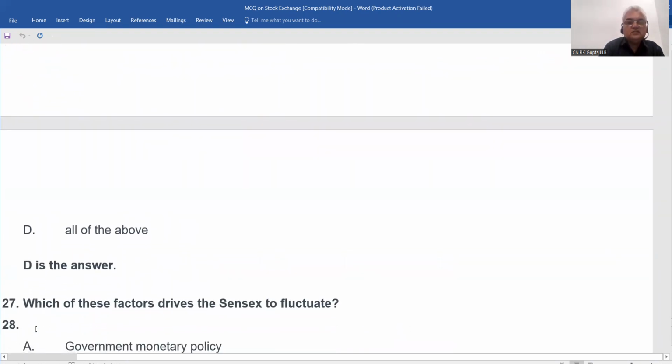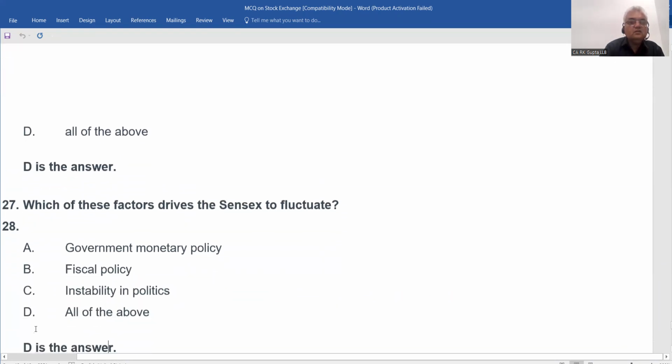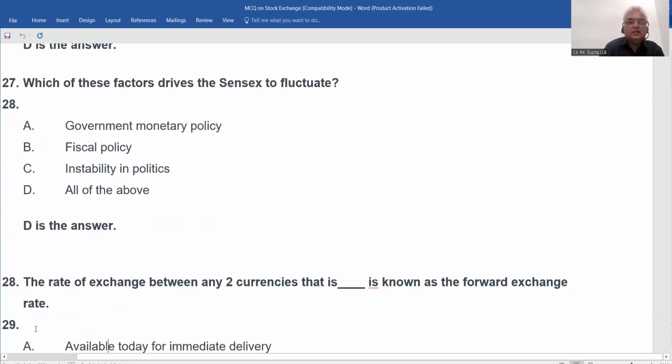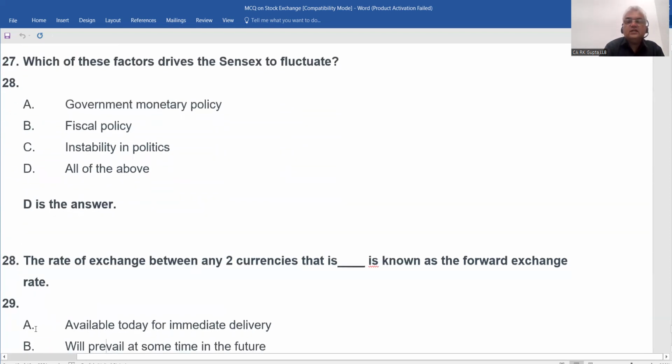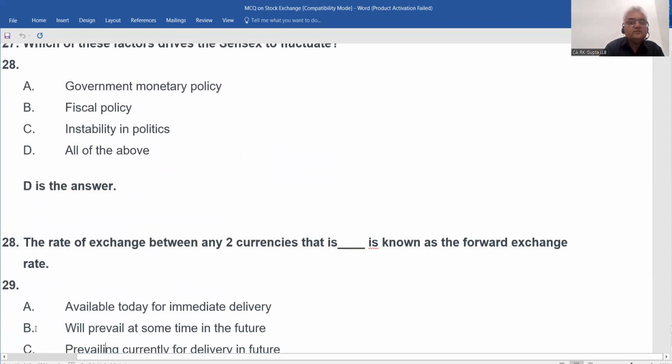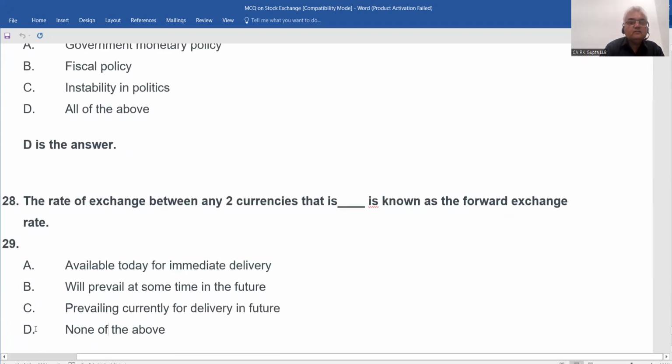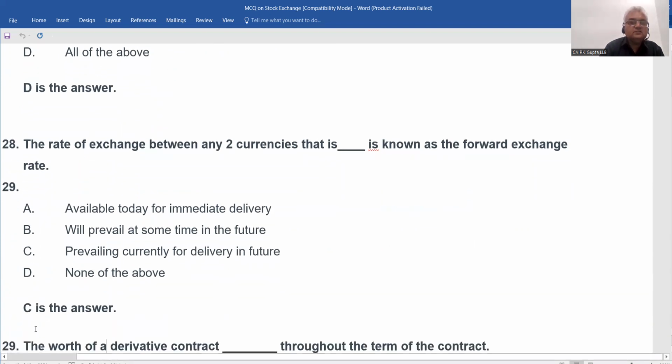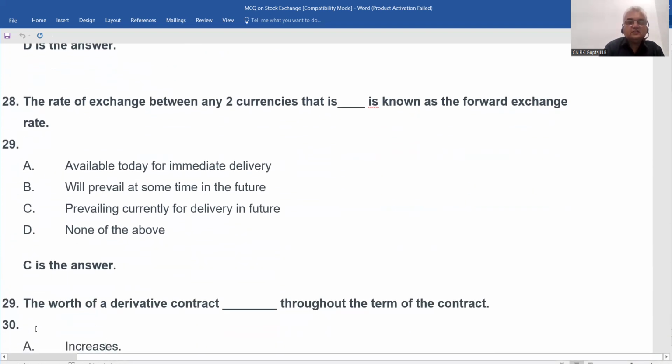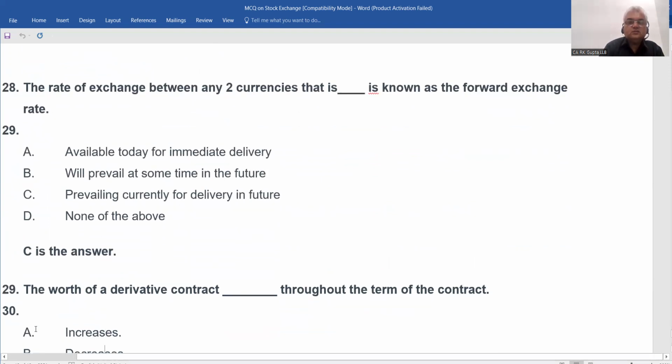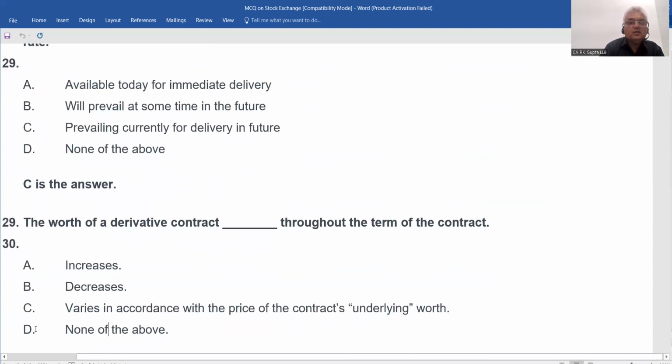हाँ, which of these factors drive the Sensex to fluctuate? All. Rate of exchange between any two currencies, that is dash, is known as forward exchange rate. C, fixing the price today for delivery in future. Right, C is the correct answer. The worth of a derivative contract throughout the terms of the contract. ये भी अभी किया हमने। हाँ, C, right.